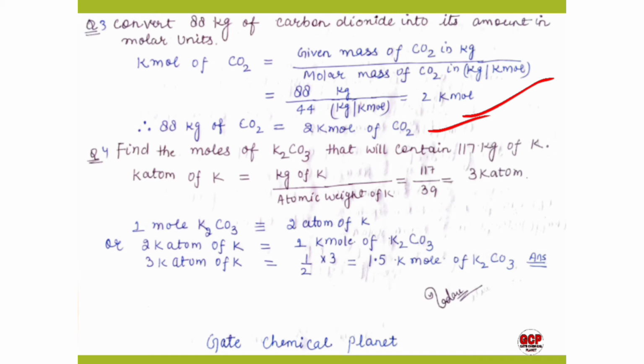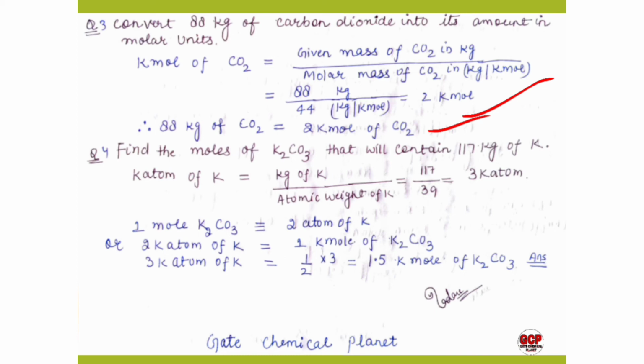Find the moles of K2CO3 that will contain 117 kilograms of potassium. Kiloatom of K equals kilograms of K divided by the atomic weight of K. The kilograms of K is already given, 117 kilograms, and the atomic weight is also given, it is 39. So the answer is 3 kiloatoms.